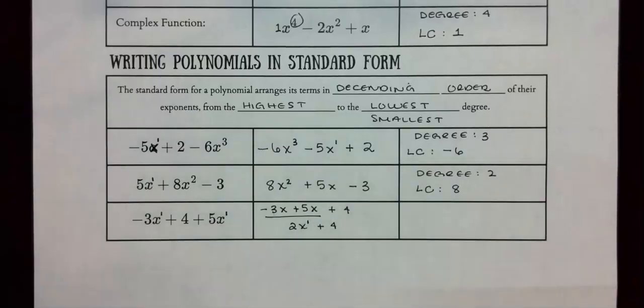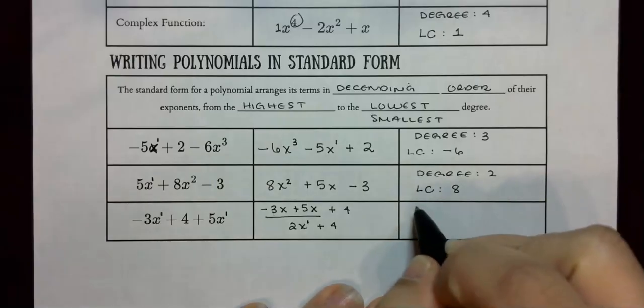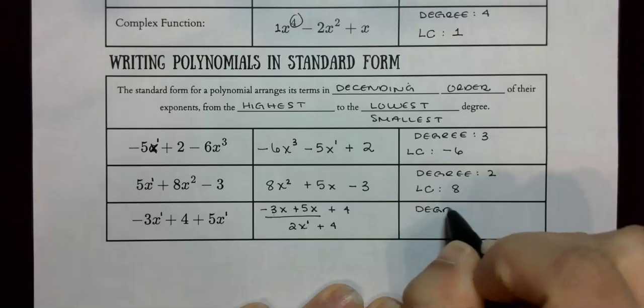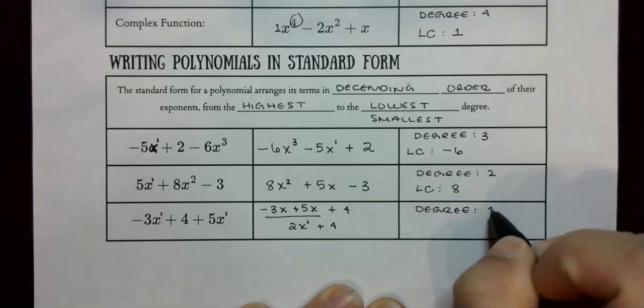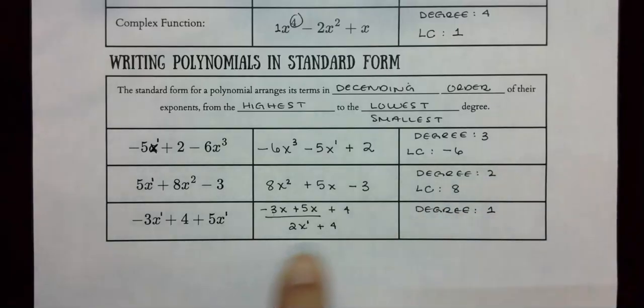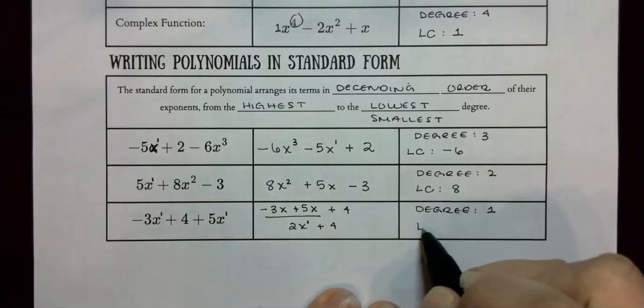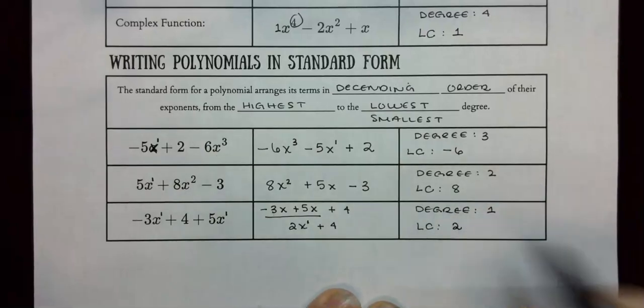So now that I simplify it, I can see that the highest degree is 1. So it's a degree 1 polynomial, which means it is a linear function. Our leading coefficient is a 2. And there you go. So the most important thing right here on this front page is identifying and being able to rearrange those terms to where they're written in standard form. So all of our answers moving forward will need to be in standard form.